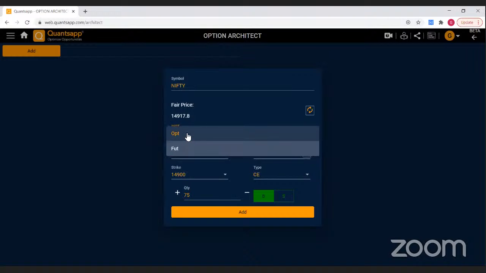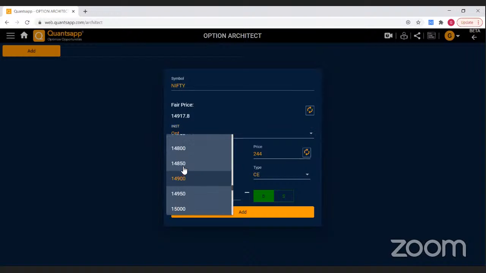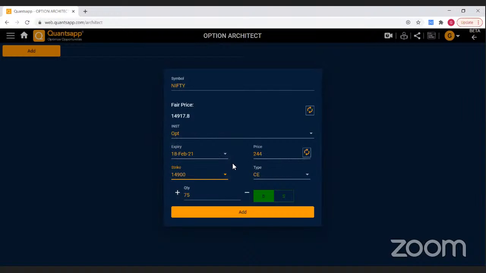Now selecting your instrument. Suppose I'm taking options. Now you can see, at the time of selecting options, then the expiry, then selecting the strike price. Here I'm taking a strike of 14,900. I get the premium as soon as I select the strike price, which you don't have to worry about. And then selecting call option or put option. So we'll try to make, let's say, a long straddle.